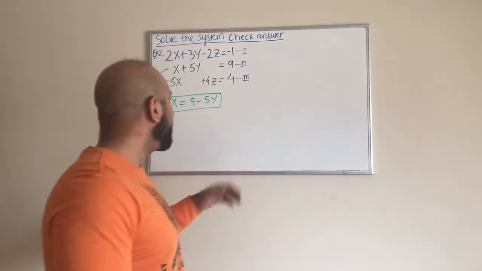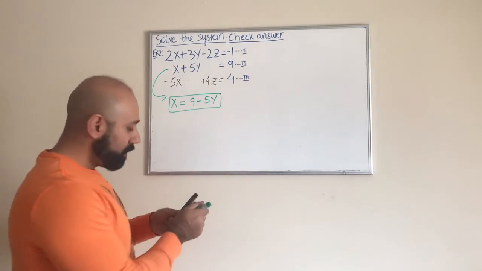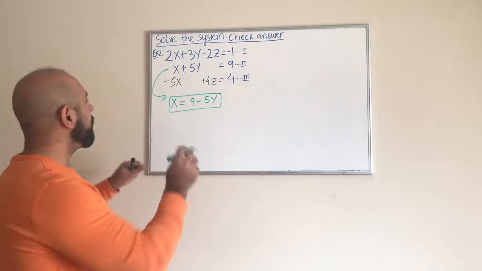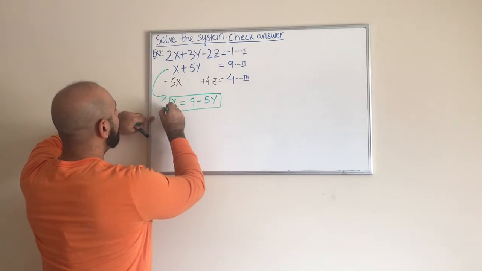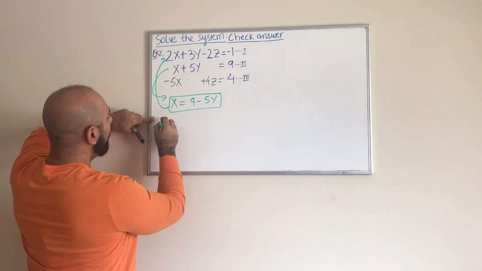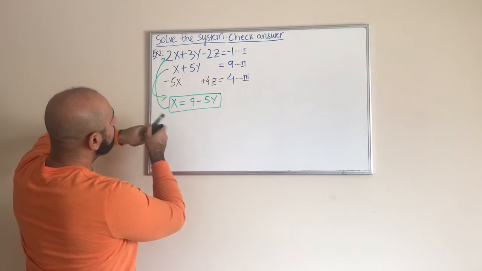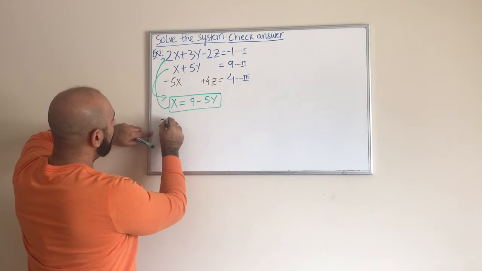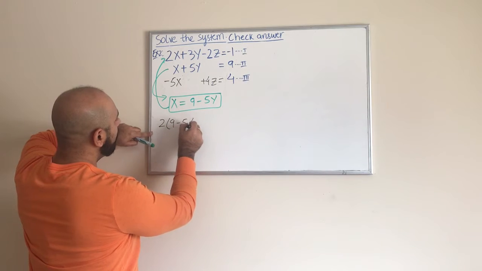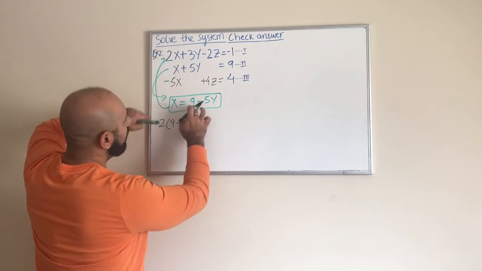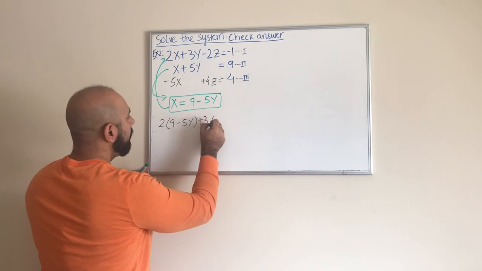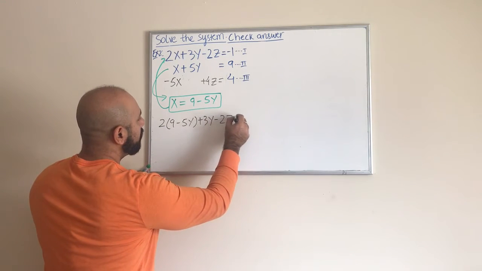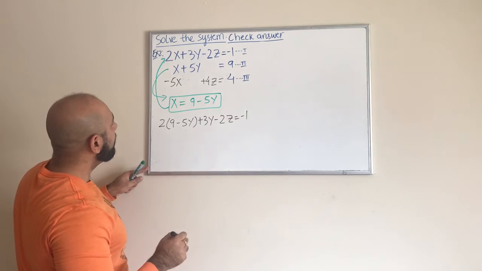Okay guys, let's come back to our 3 by 3 system. We're just going to do exactly what we talked about. We're going to substitute the x here and here. So let's see what happens. Once we substitute in equation 1, and I'm going to rewrite that step carefully, it's going to look like 2 times (9 minus 5y). I replace this x by 9 minus 5y. You want to put that in parentheses, plus 3y minus 2z equals negative 1. Nothing else changes here.